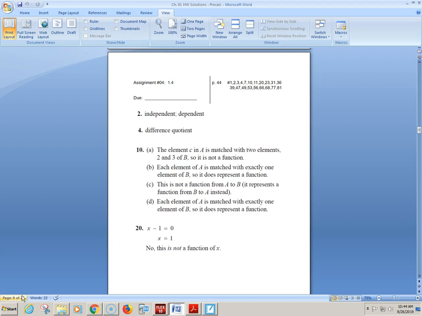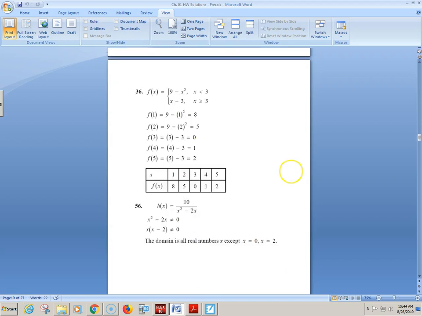Each x has one and only one y. There's no point on top of each other. But this one fails how badly? Very bad. Horrendously. There's infinitely many y's for each x. So x equals 1 is definitely not a function. It is a vertical line. A vertical line will fail the vertical line test. Yikes. Okay, number 36 and 56.